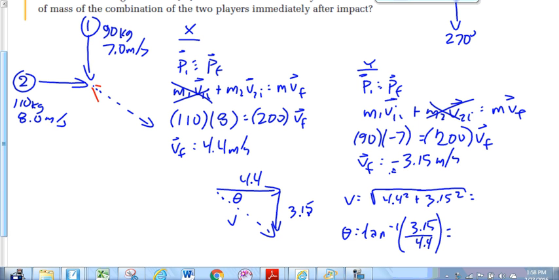Okay, this side of the room, Ben and over, is going to calculate V, and this side of the room, Haley and over, is going to calculate theta. V is 5.4 meters per second. All right, good. And what is theta over on this side? 36 degrees. Now, how do we express that 36 degrees?